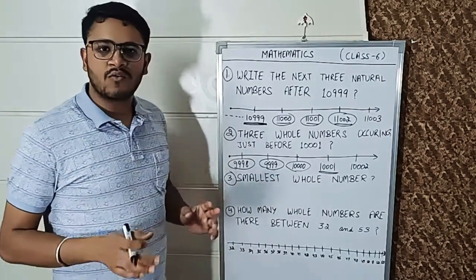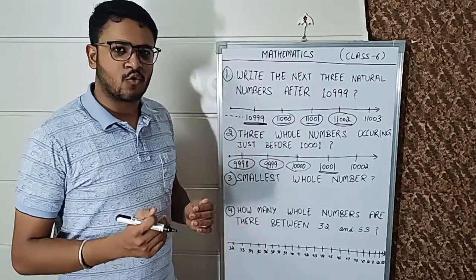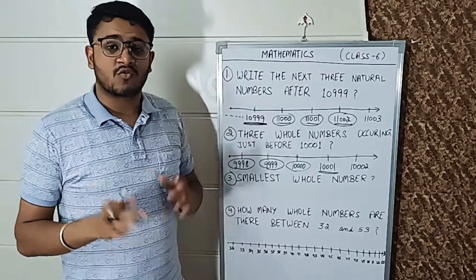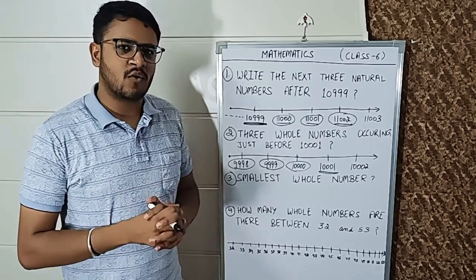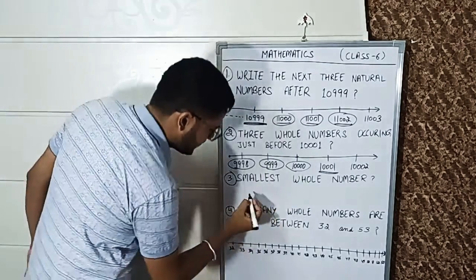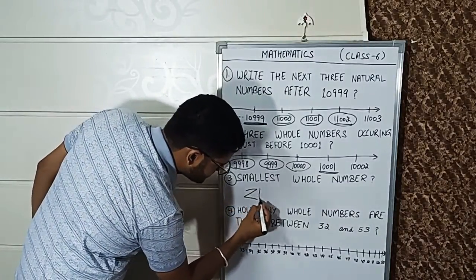Okay. Now the next is the smallest whole number. We all know the whole numbers start from 0, 1, 2, 3, 4. So what will be the least whole number? 0.